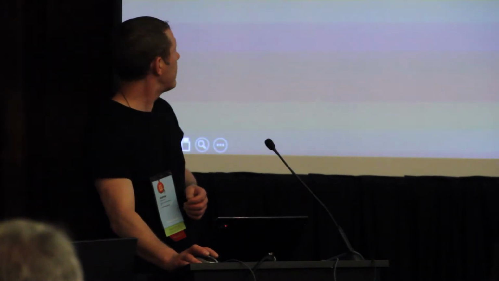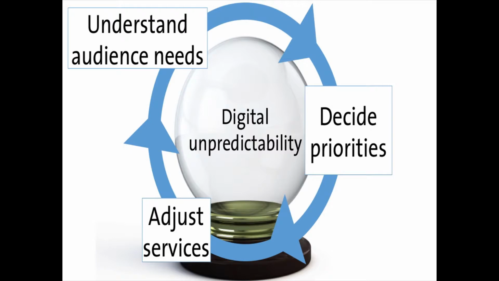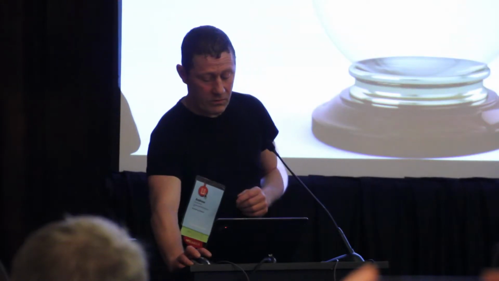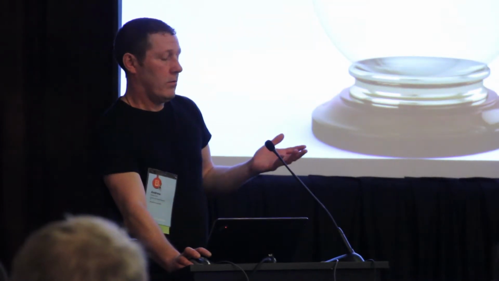So planning. If we know we've got to optimize lots of things, we need to go into planning. So let's have a look at that planning cycle. Here is the marvelous service development cycle, or circle. So obviously you need to understand audience needs, you need to decide the priorities, you need to adjust the services, and you just go round and round and round. So far, so cliche, but actually, you don't really know what's going to happen because you don't... See what I did there? Because you don't actually know what people are doing, you don't know what their devices are, what the next one will be, so there we go.